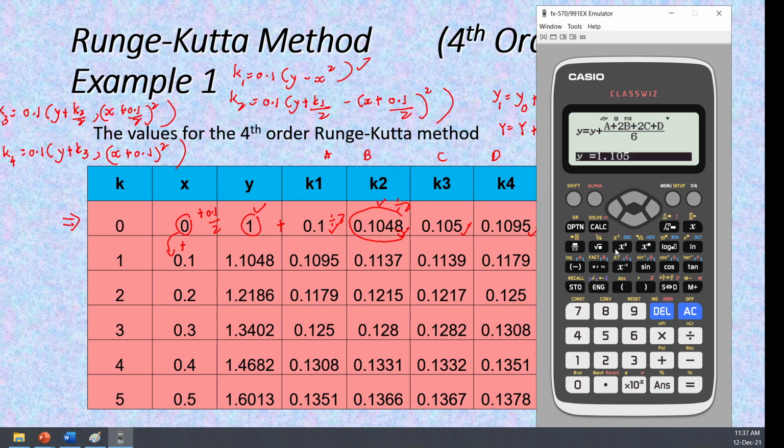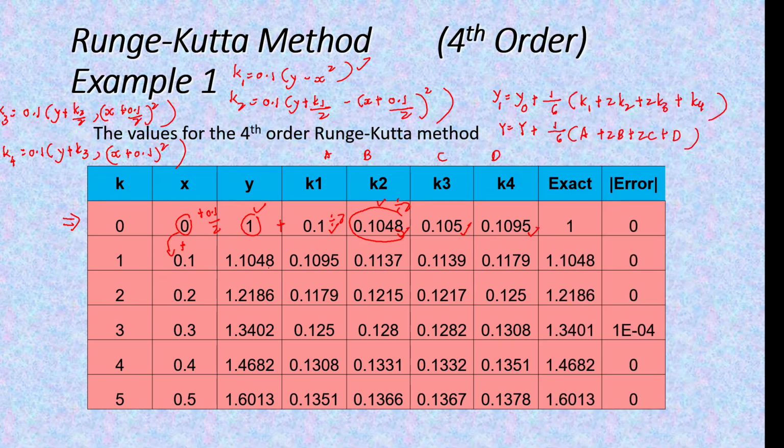Then I calculate. y1 depends on y naught, so y is actually 1. a is K1, which is 0.1. b is 0.1048. c is 0.105. d is 0.1095. So you get 1.1049. Excel gives 1.104848, or the calculator gives you 1.1049.